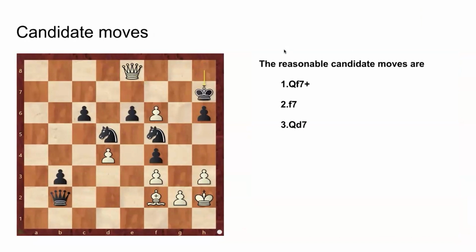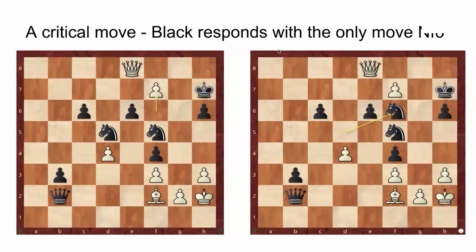I've not considered queen e6 for some reason. Let's consider the most direct move, right? So f7 is the most direct move. So what happens after f7? Knight f6, right? So he has only one move to defend the mate on g8. I'm not even trying to stop the pawn now. I have to defend the mate on g8. So by method of elimination, all other moves are bad.